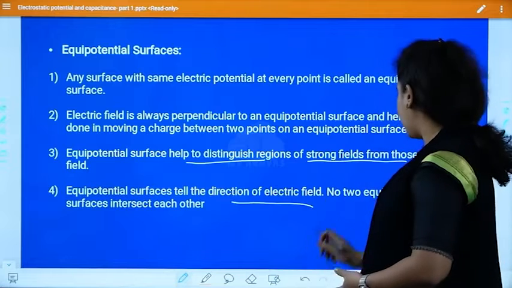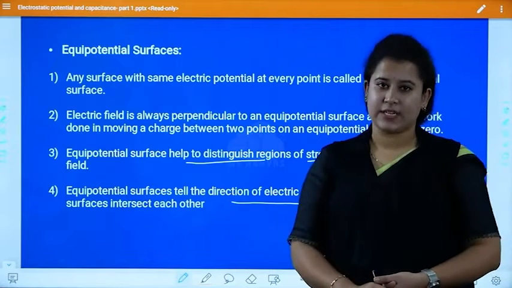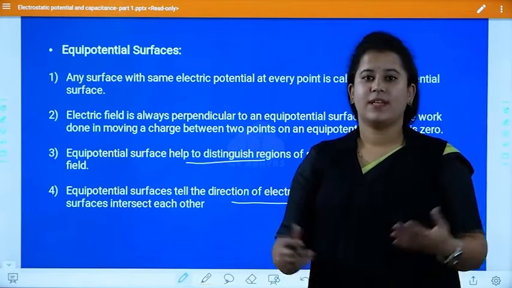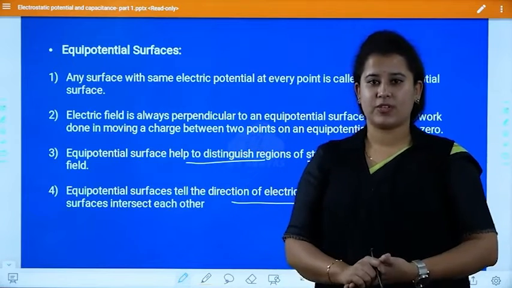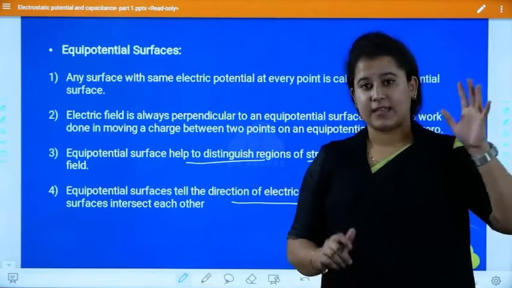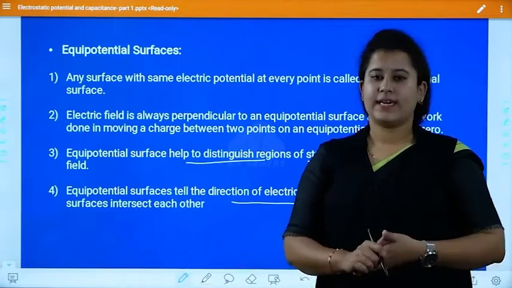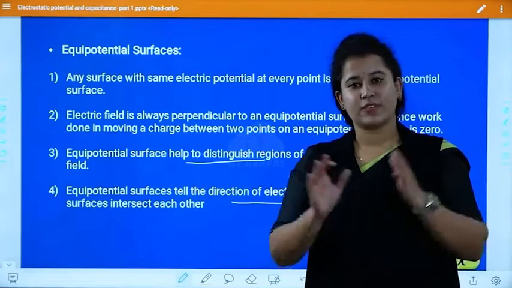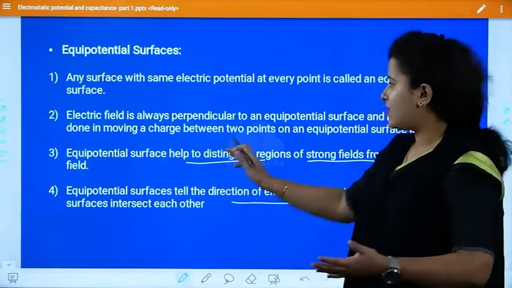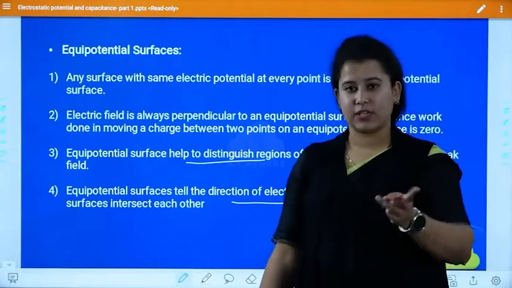And no two equipotential surfaces intersect each other. This is also important, because we know that the electric lines of force do not intersect. Similarly here, the equipotential surfaces do not intersect. Clear? So these are the four, and next we have other two properties.